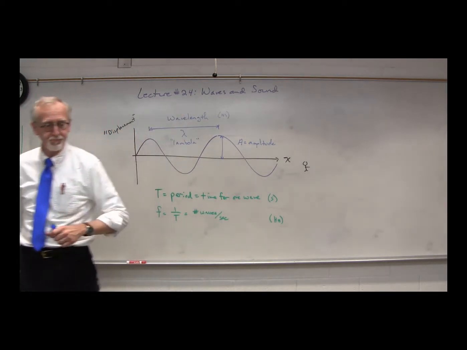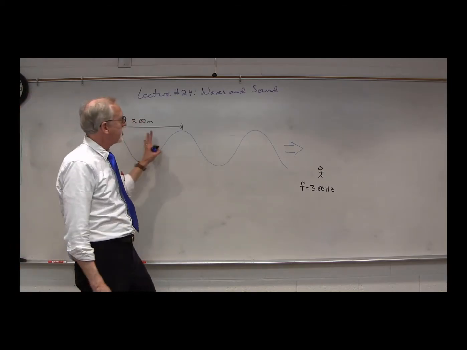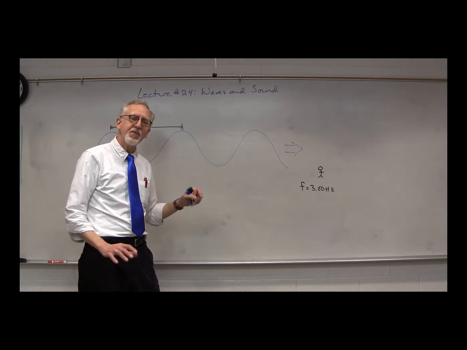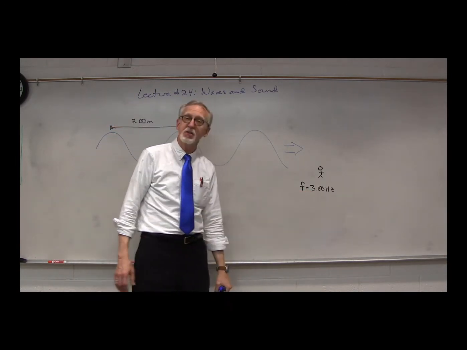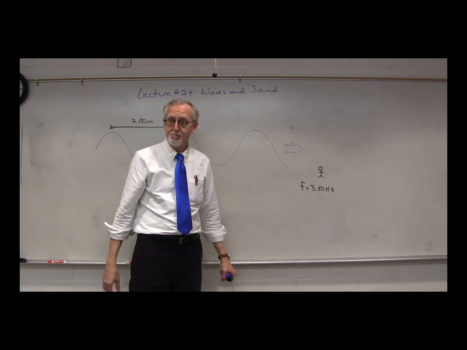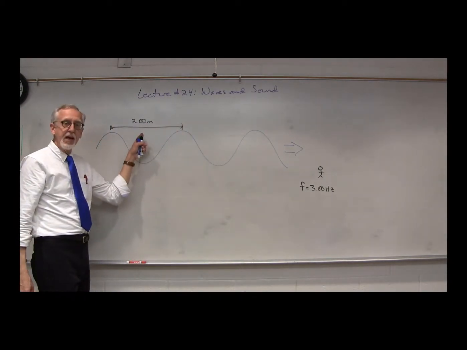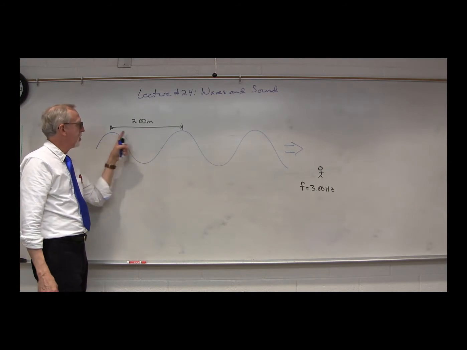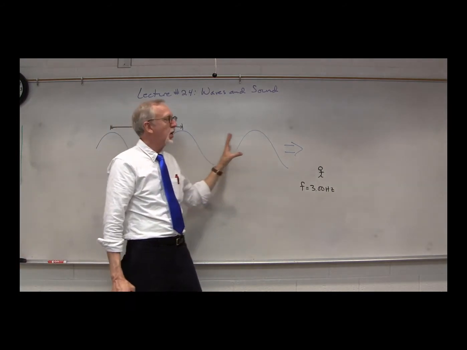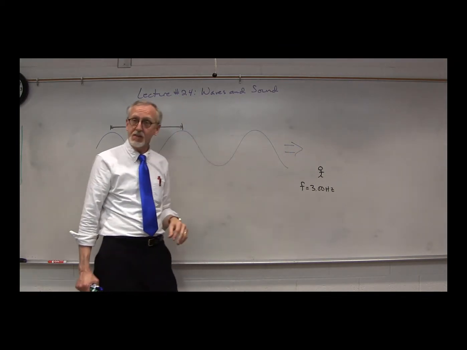Okay, great. Let's imagine that we're watching a particular wave go by. We're standing over here, and let's imagine that this wave has a frequency of 3 hertz. That means that 3 waves pass us by every second. Let's imagine that the wavelength of the wave is 2 meters. So each wave is 2 meters long. So how far does this wave move in 1 second?